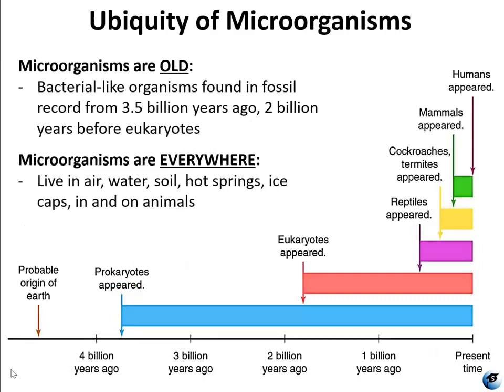Another characteristic of microorganisms that contributes to their ubiquity is the fact that they are very old. They've had up to 4 billion years to evolve and adapt and to live in any and all environments on Earth. In fact, the fossil record shows that there has been some form of bacteria on Earth for 3.5 billion years.